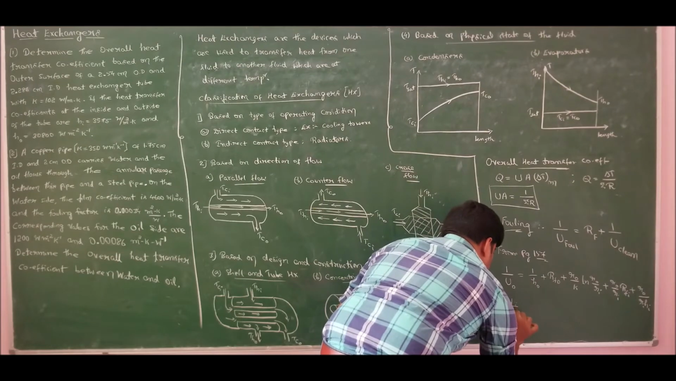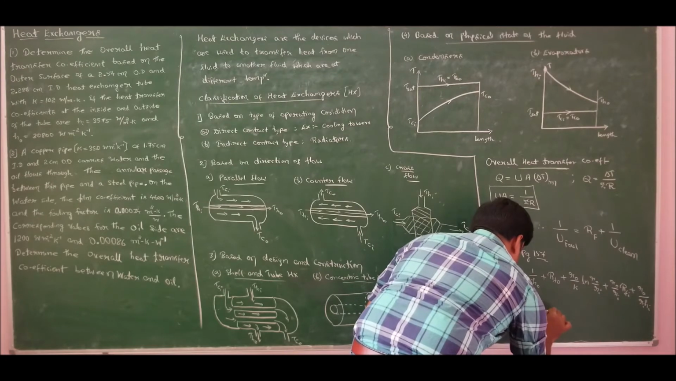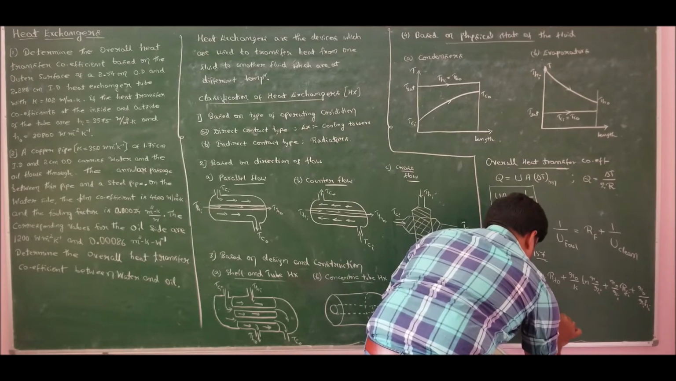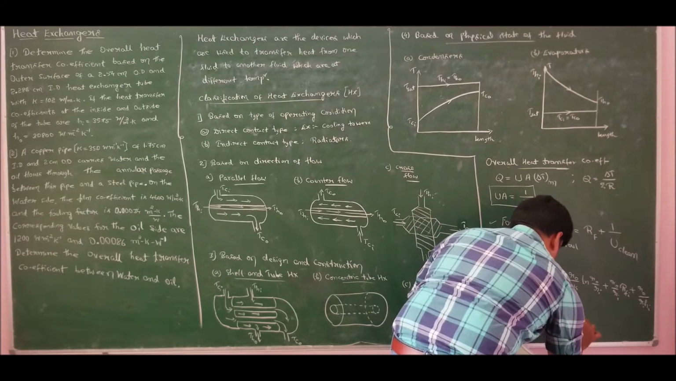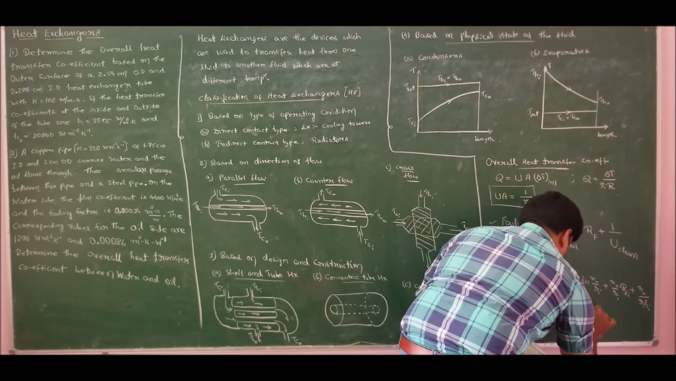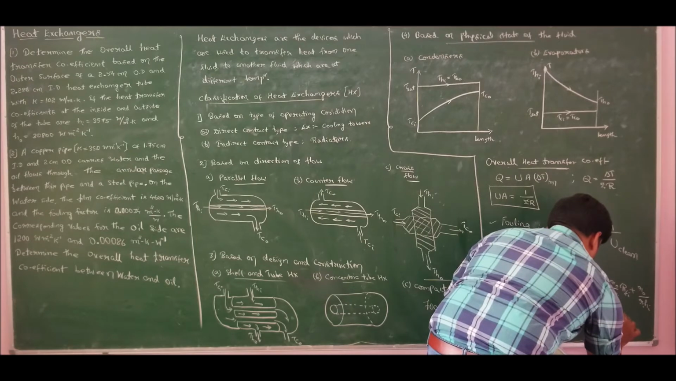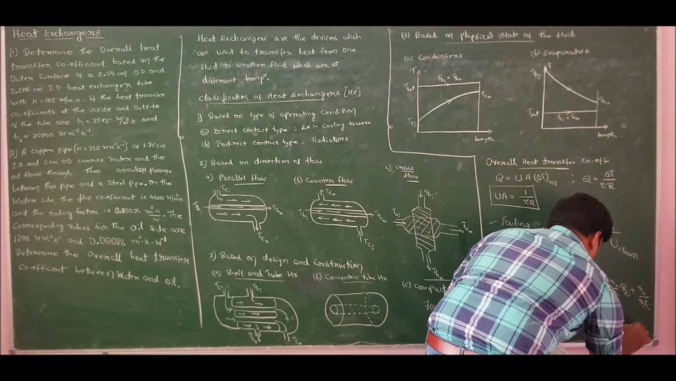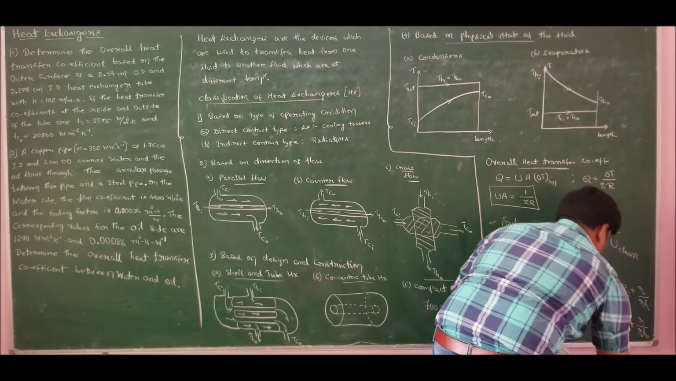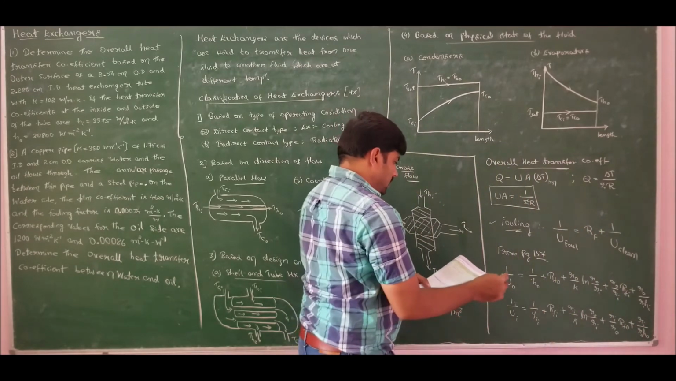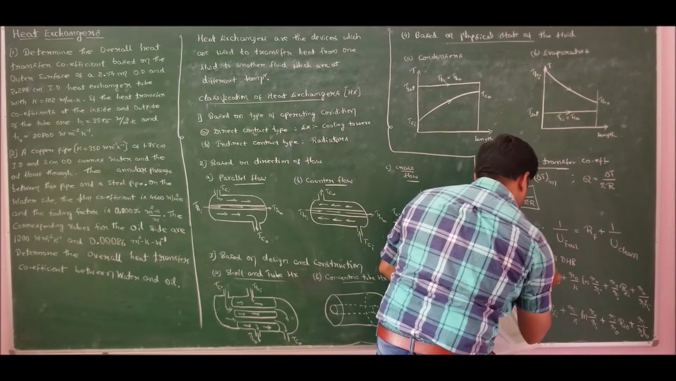Whereas based on inside surface area, we have 1 by Ui is equal to 1 by Hi plus resistance due to fouling on inner surface plus Ri by K ln of R naught by Ri plus Ri by R naught, resistance due to fouling at outer surface plus Ri divided by R naught H naught. So these expressions are available in page number 157 of data handbook written by C.P.